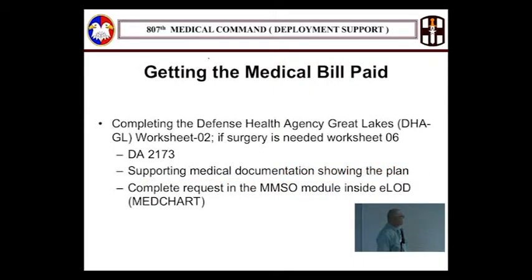This is for follow-up for worksheet 2 and 6 for surgery. So they're going to need the 2173, the supporting medical documents showing the plan of care or action, what follow-up visits they need. They're going to need to jump into the module. Now at this point, you're going to start the LOD process as well and send that up through MIMSO in the module, or you can request it, fax it in, and call them for follow-up care.